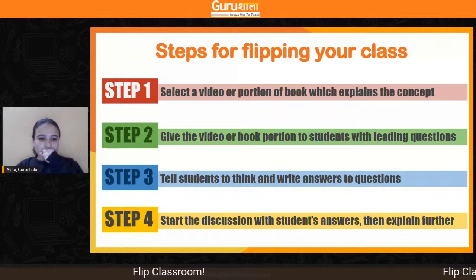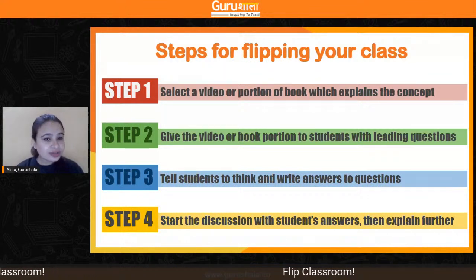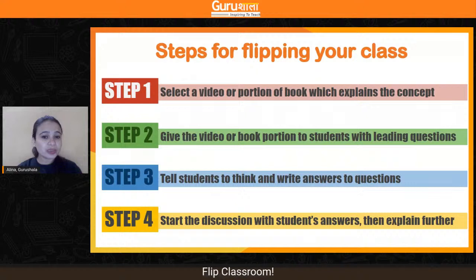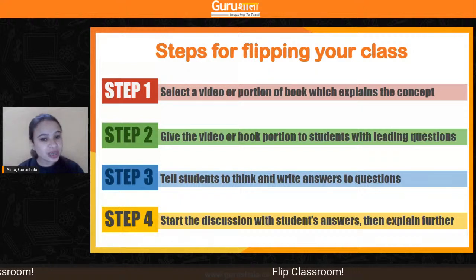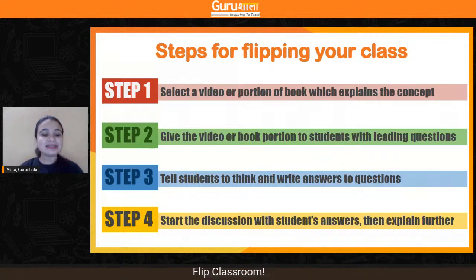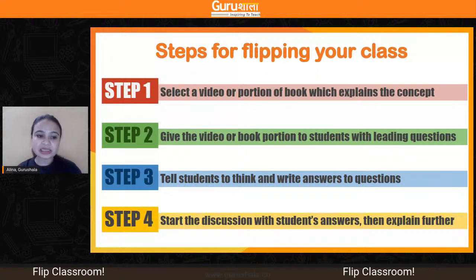First is selecting a video or a portion of a book which explains the concept. So first you have to select which video or which interactive resource you are going to share with your students. Then the second step is giving the video or book portion to students with a leading question.